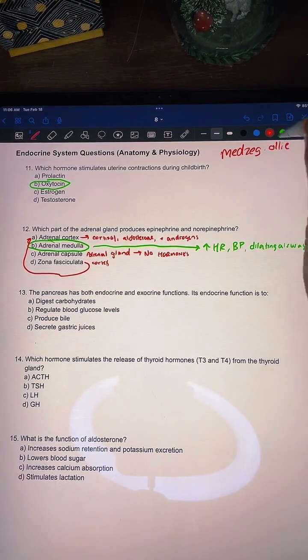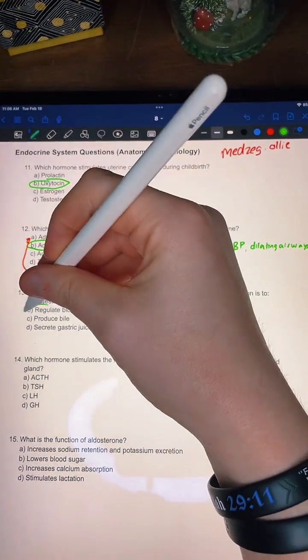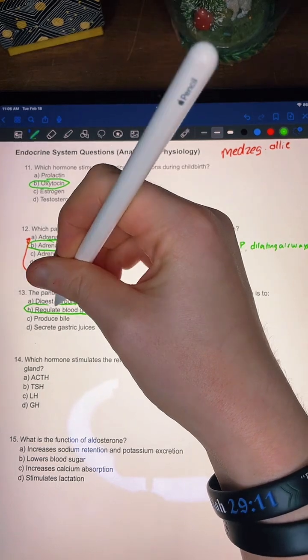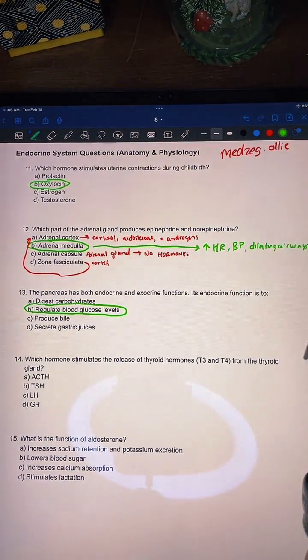B, yes, correct. Is anyone confused about that at all? Everyone kind of got that right.